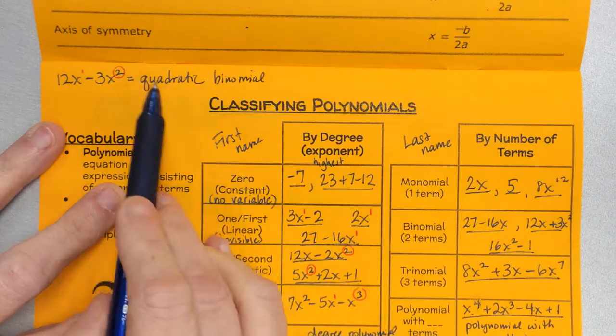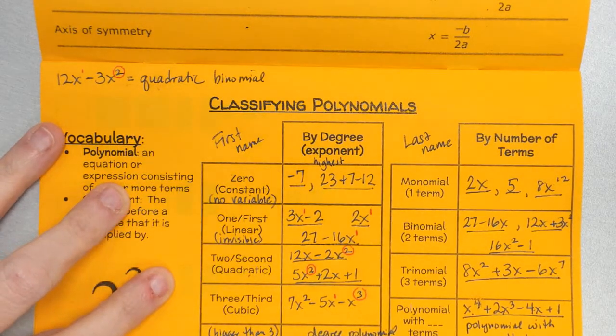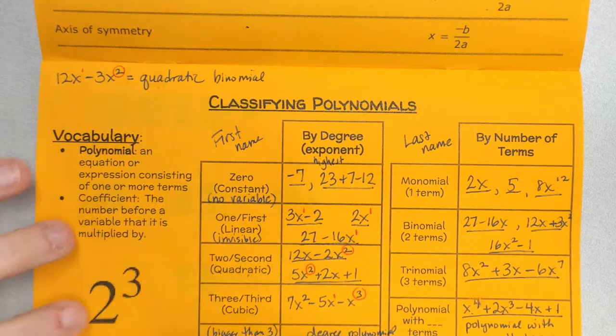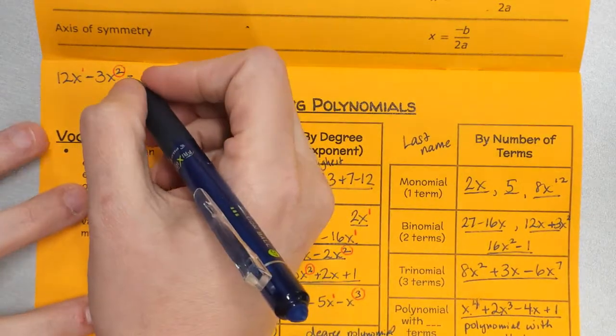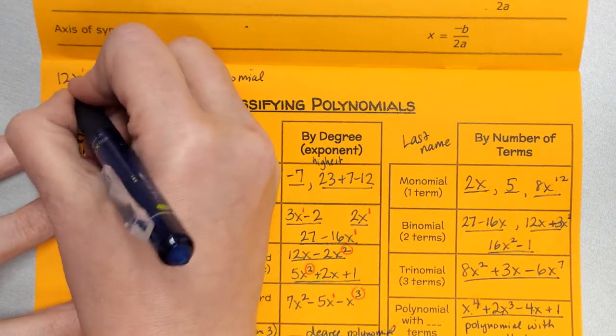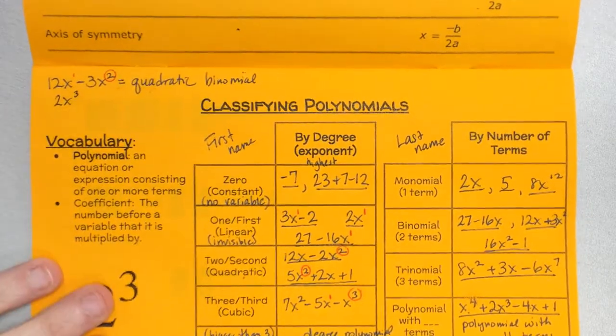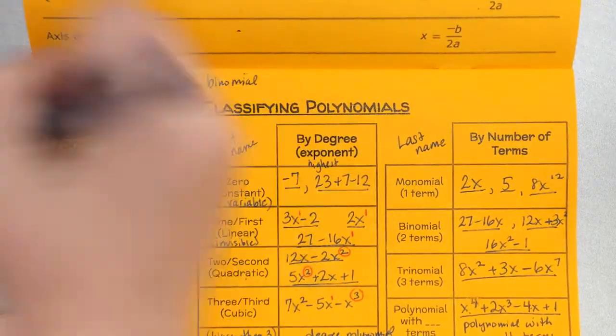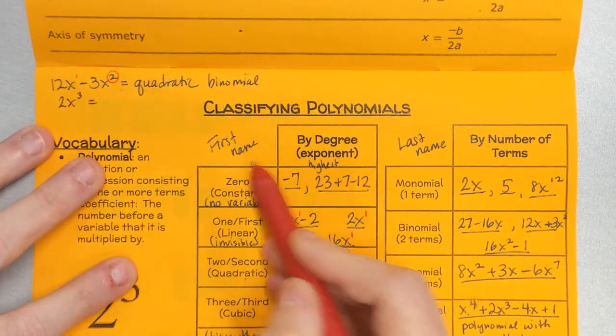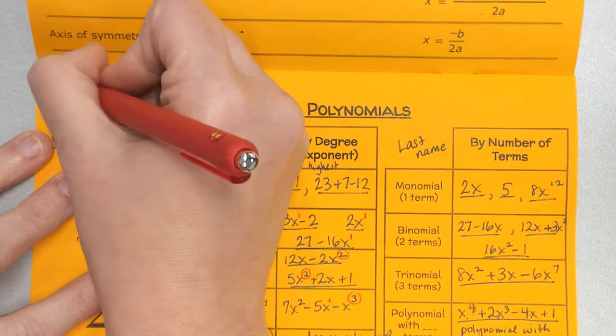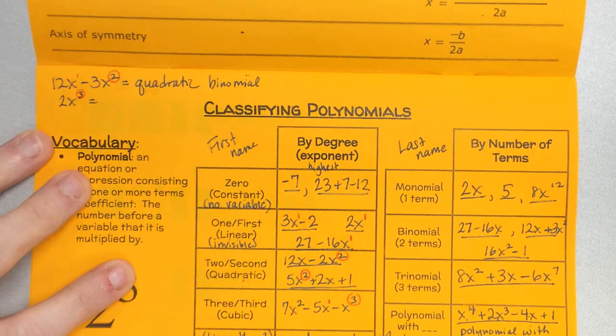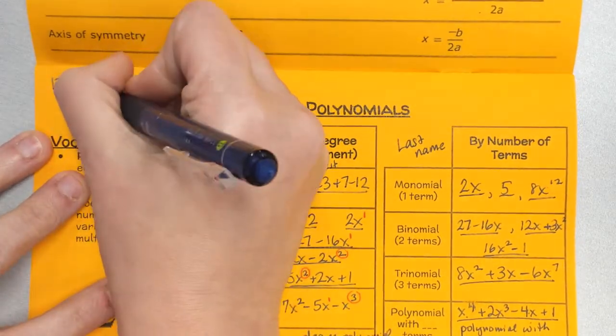So this guy is a quadratic binomial. All right, let's try another one. We have 2x to the third. Okay, so we're going to start by looking at its highest exponent, which is 3, which makes it cubic.